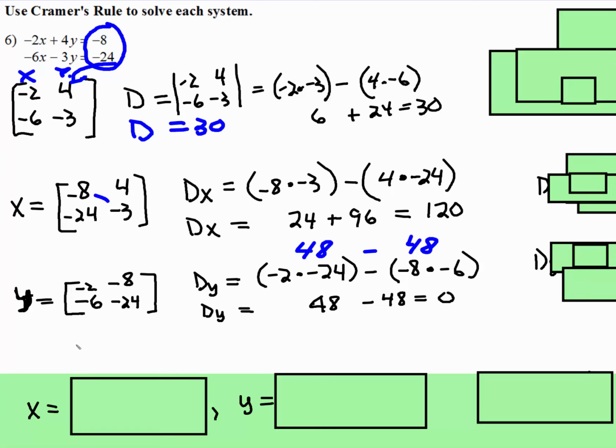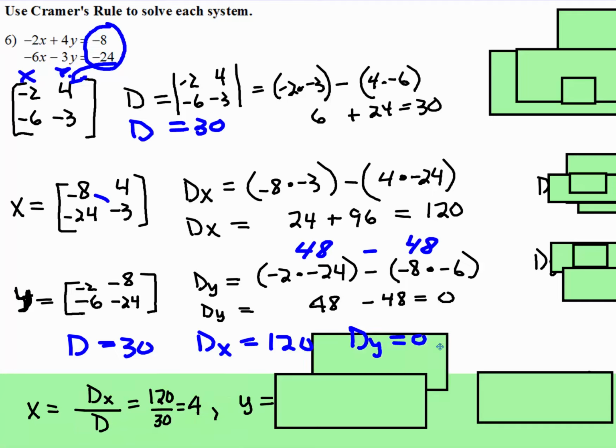So now we have the original determinant, which is 30. We have the X determinant, which is 120, and we have the Y determinant, which is 0. And remember what we said, the X value is the determinant of X, which is 120, over the original, which is 30. So 120 divided by 30 is 4. So the x value is 4.